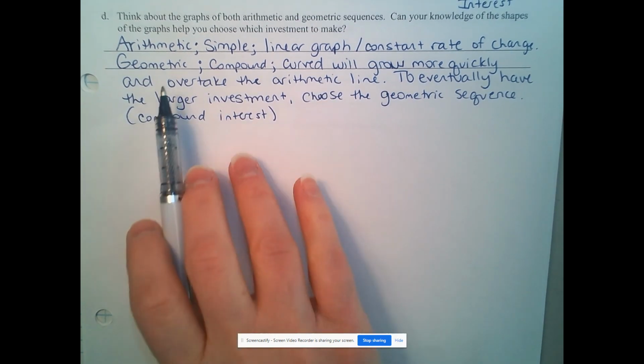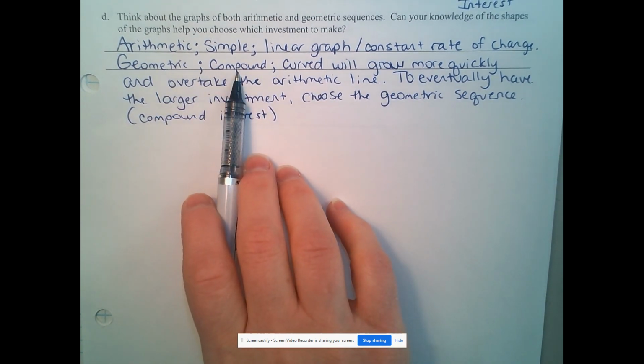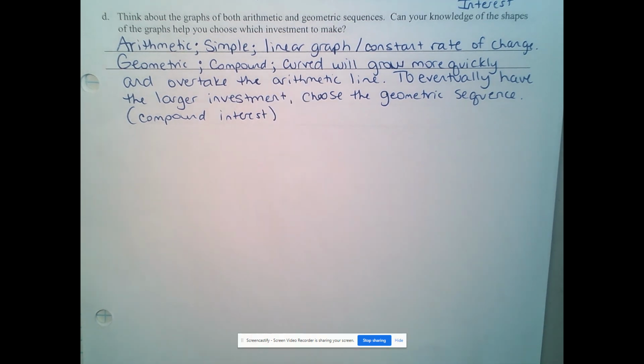The geometric would be our compound interest. It would be curved and it would grow more quickly. It would overtake the arithmetic line. Eventually, the geometric would have a larger investment. So if you have a choice and all other things are considered equal, the compound interest is going to be better than the simple interest.